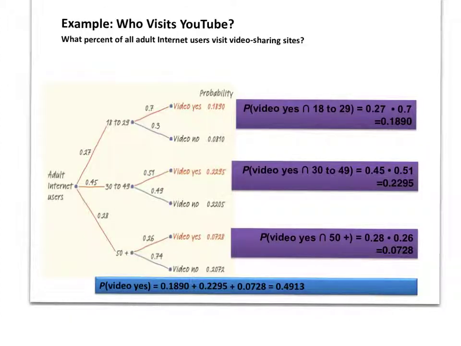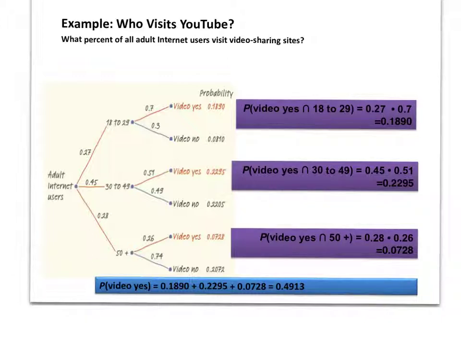Here's another conditional probability involving internet users, in which they surveyed adult internet users and asked them two questions: how old they were and whether they had used video sharing sites like YouTube. The survey results came back, and 27% of all adult internet users are between 18 and 29, 30 to 49 is 45%, and people over 50 are 28% of all adult internet users. They then asked if they use YouTube or not: 70% of the young adults use YouTube, 57% of the middle-aged adults use YouTube, and only 26% of the old adults used YouTube.